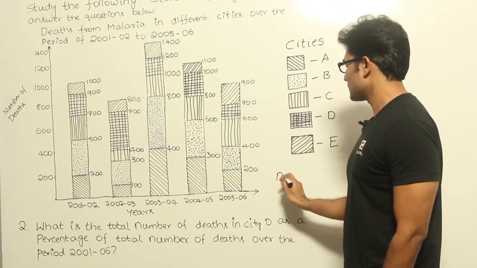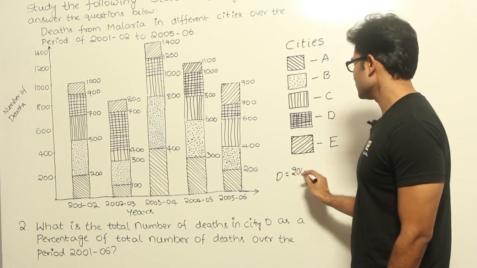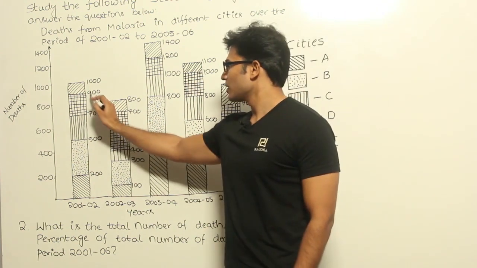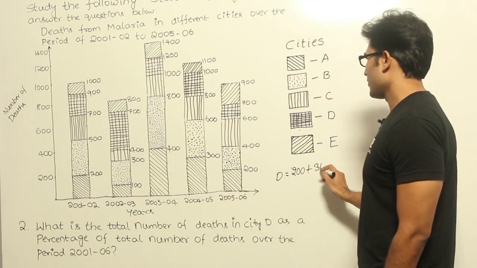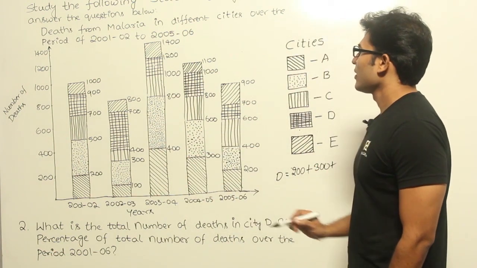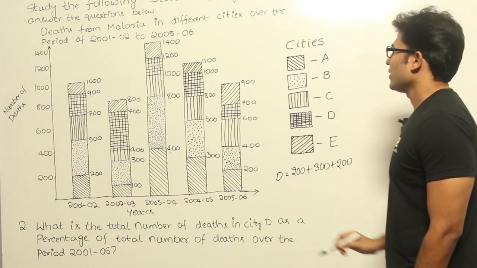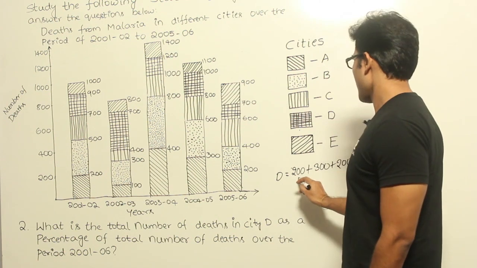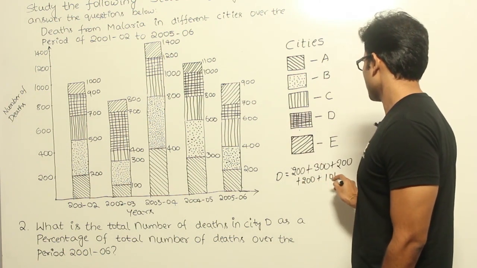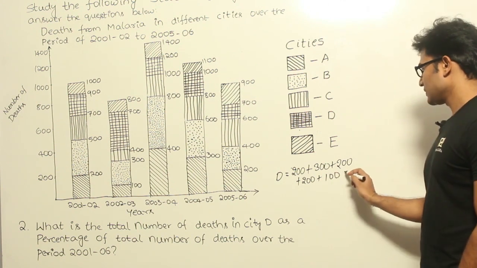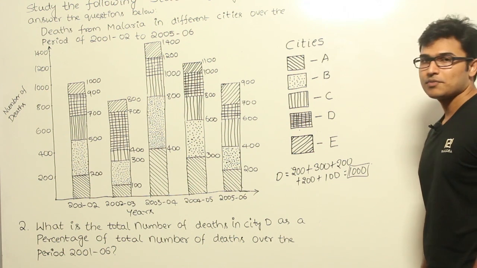So the total number of deaths in city D is equal to, there you have 200, here this part is 200 and this part is 300 and this part is 200 and this part is 200 and this part is 100, right? So if you add all this, it is going to be 1000. Therefore 1000 is the total number of deaths from city D.